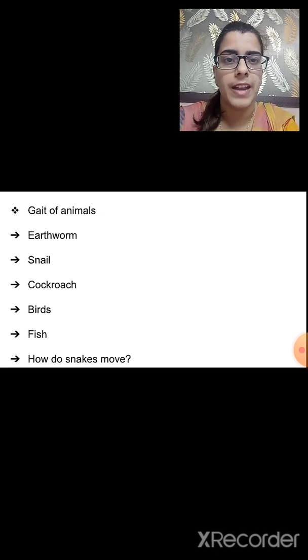Apart from this, we have also studied the different bones that are present in our body, like shoulder bone, pelvic bone. We have studied about rib cage, vertebrae, etc. And we have also studied how do the bones move. So, I hope all the topics in this chapter are clear to you.